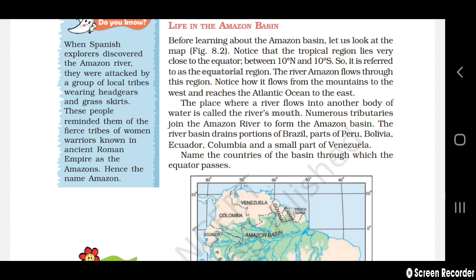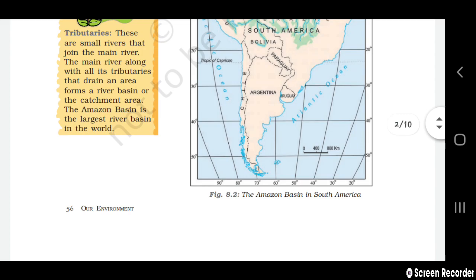Let us name the countries of the basin through which the equator passes. It's your duty. Tributaries are the small rivers that join the main river, that is the biggest river, the Amazon.